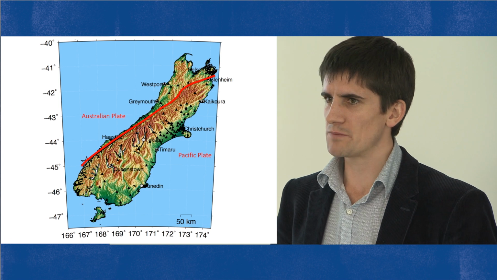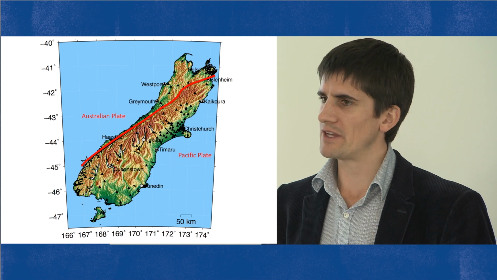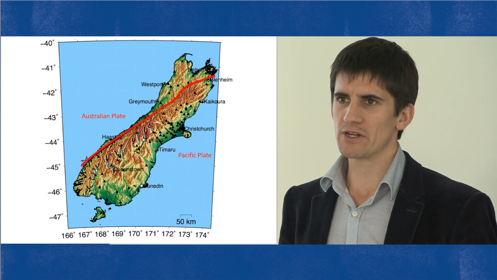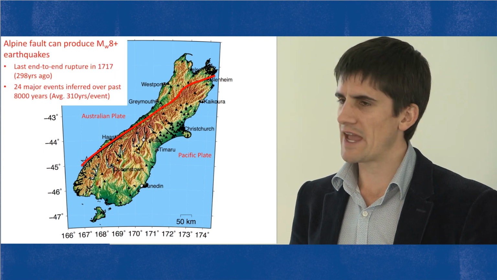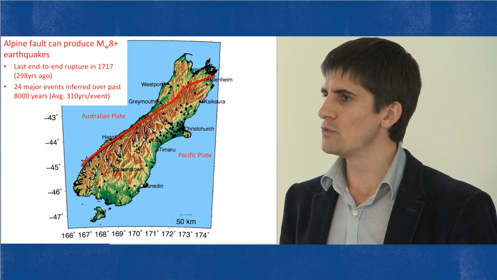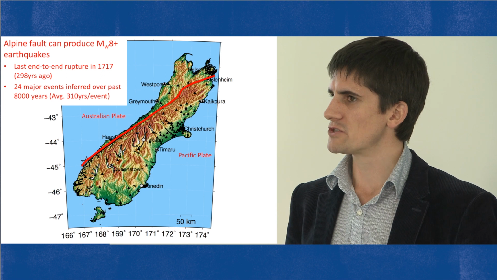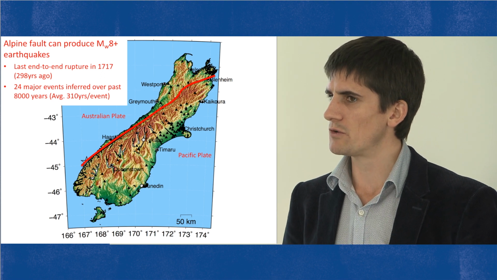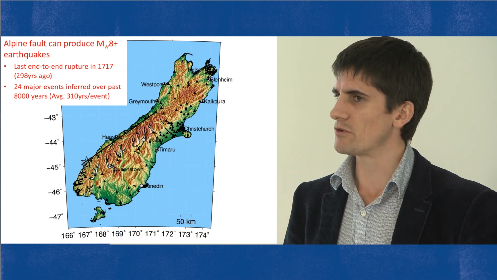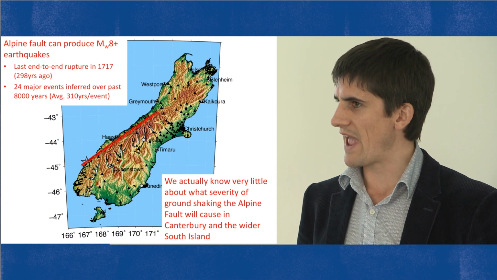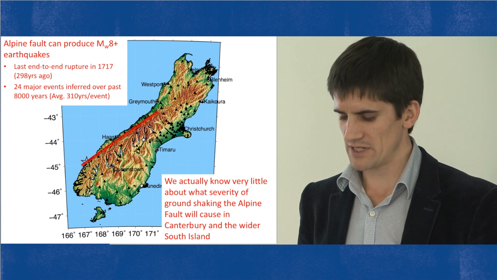So what does all this mean in terms of what we might expect for an Alpine fault earthquake? So again, reiterating the idea that the Alpine fault is the boundary of the Australian and Pacific plates across the central South Island, and that while we now, through a lot of great research from a geological perspective, have a relatively good understanding of the history of previous large earthquakes on the Alpine fault, we actually, up until now, don't have a very good understanding of what the ground shaking from an Alpine fault earthquake would be, because we've never had a magnitude approximately 8 earthquake in historical times in the South Island of New Zealand.